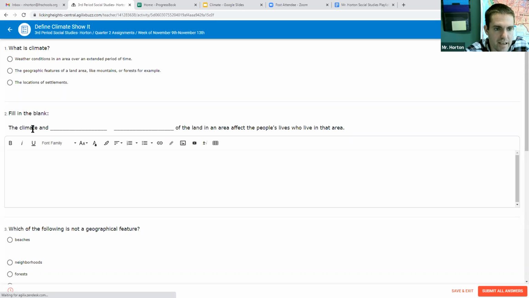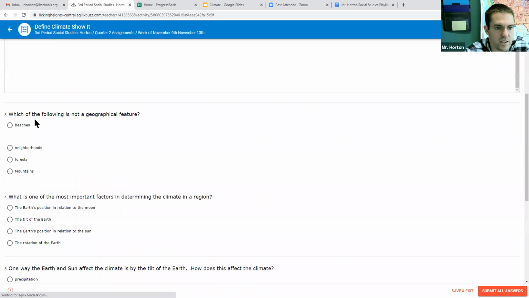Number 2, you're filling in the blank. It says the climate and blank blank. It's a vocabulary term that's split into 2 words. And then it says the blank blank of the land in an area affect the lives of the people who live in that area. So climate and something else affect the lives of the people that live in that area. So you just type in your answer for that one.